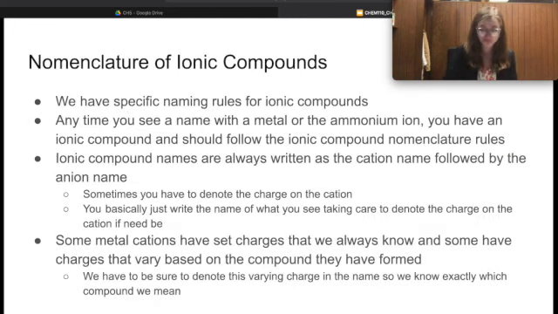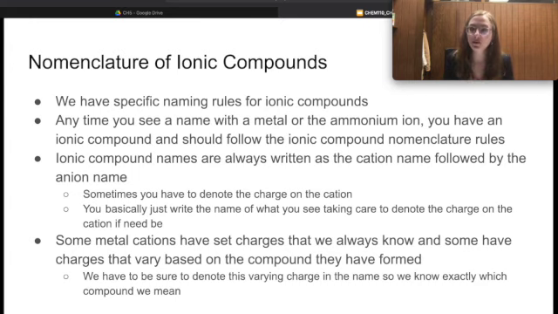So, as we talked about, nomenclature is important. We're going to get into the nomenclature rules for ionic compounds. We have set rules for this, but we'll talk about it as we go along. The one thing that we have to make sure we have here is that we know that we have an ionic compound when we see it. So again, one more time, if you see a name or a chemical formula with a metal in the name or the ammonium ion, you have an ionic compound. Follow the ionic compound rules, okay?